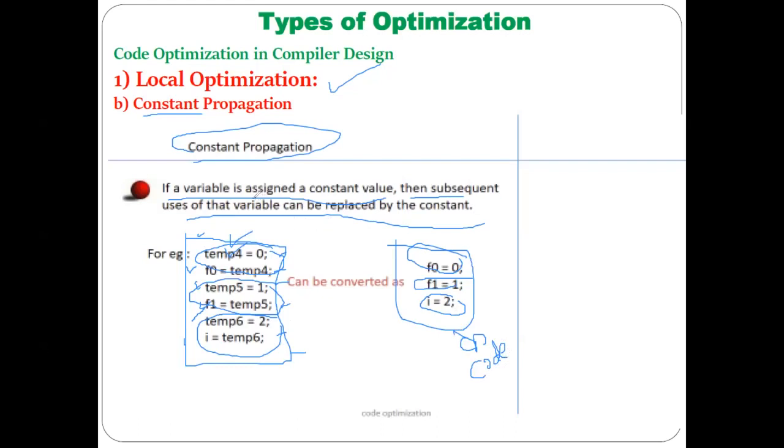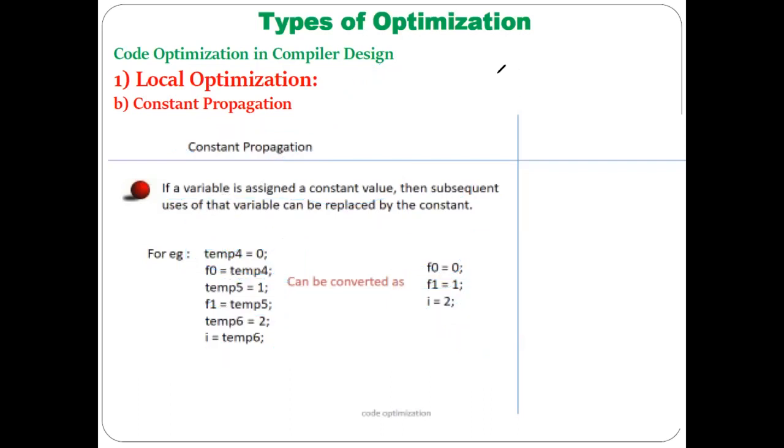What it means? If a variable is assigned a constant value, then subsequent use of that variable can be replaced by that constant. Understood? So here temp is assigned the value 0. Then why should we write temp4 here? We should write only the 0. That is the reason you can directly write for these two statements the optimized code like this: f0 equal to 0. Understood? So that is the constant propagation local optimization.